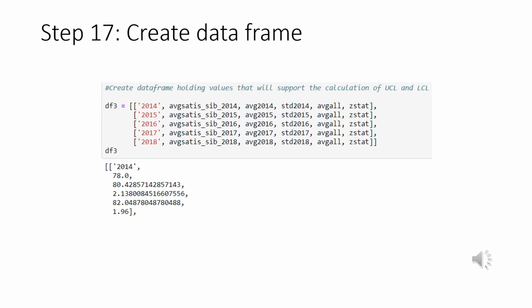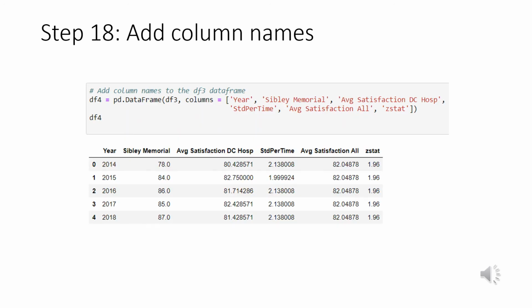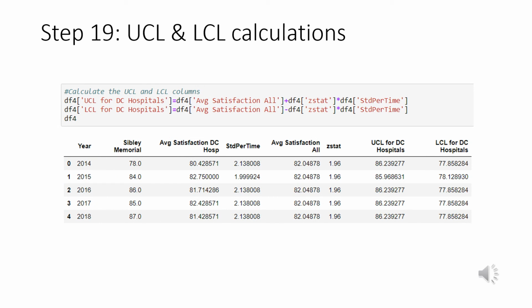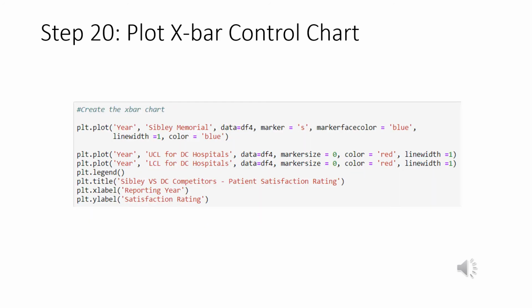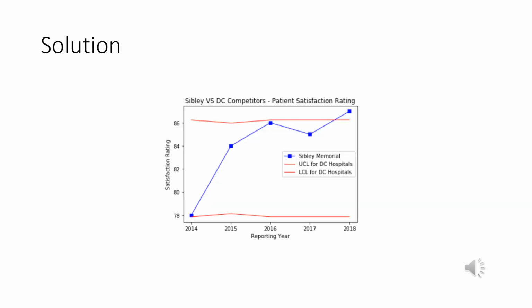We are creating a data frame that will be used for holding values that can be used for the calculation of the upper and lower control limits. We're using more descriptive names for the column names, and this is how you can rename your column names. This step shows how to calculate the UCL and LCL values. The code for plotting the X-bar chart is shown on this slide. This is the chart generated showing satisfaction rating between Sibley versus DC competitors.